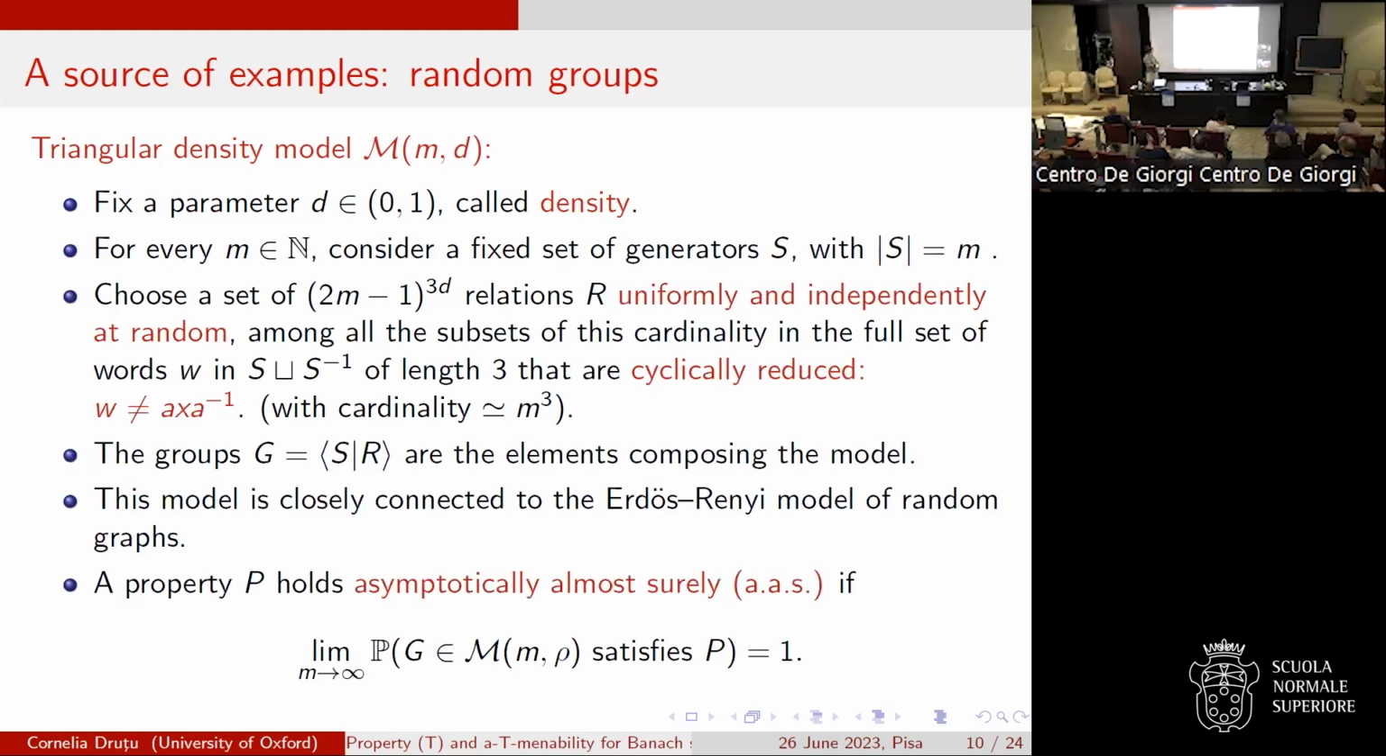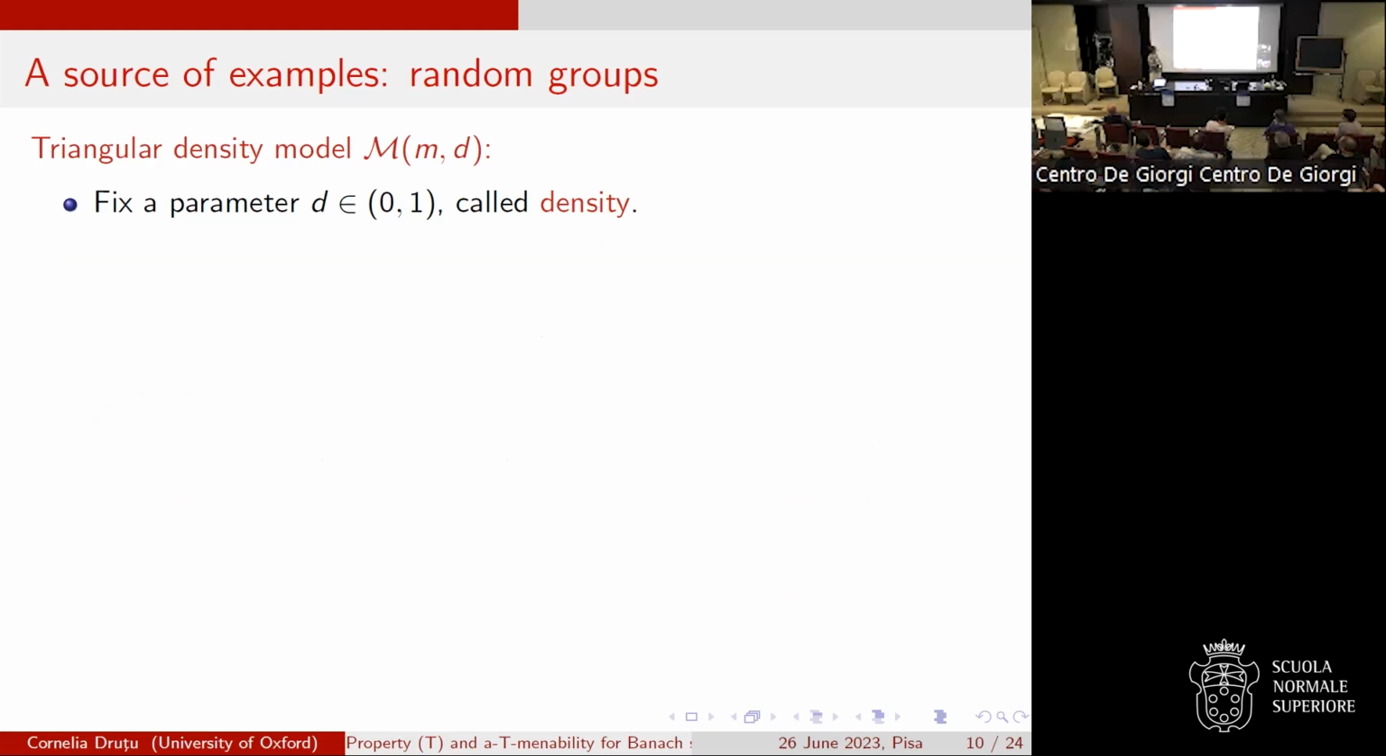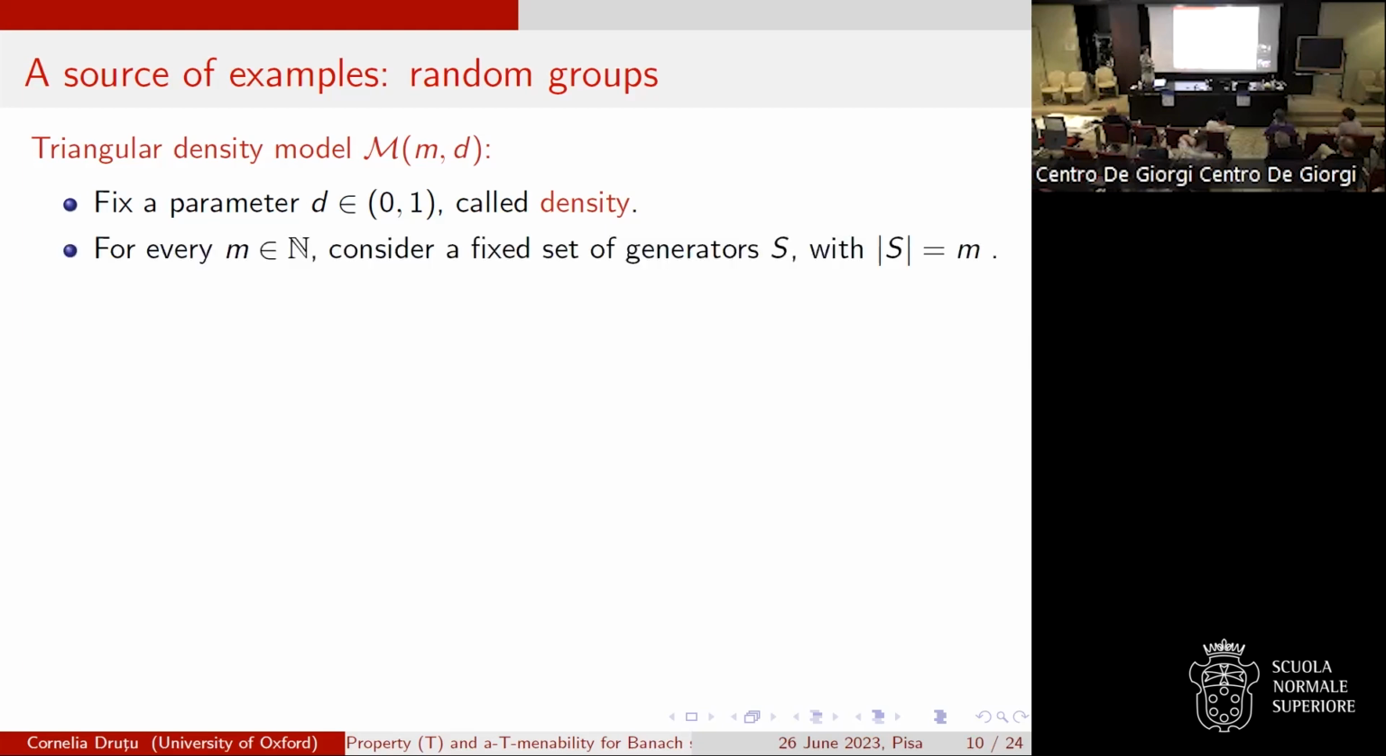This model will depend on a parameter called the density. One fixes a priori this parameter between 0 and 1. And this will actually encode how many relators we take by comparison to how many generators. So for every integer m, we consider a fixed set of generators with this cardinality. All the groups we're going to consider are going to have that many generators. And then we consider only relators of length 3.